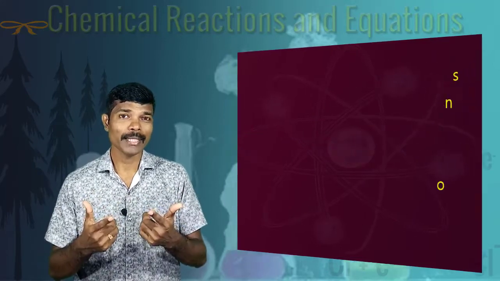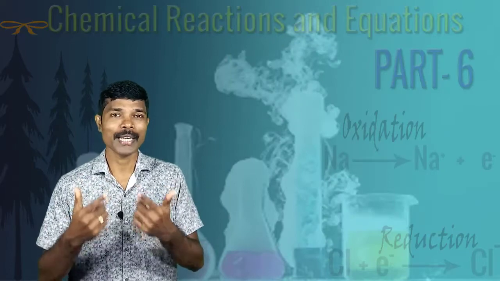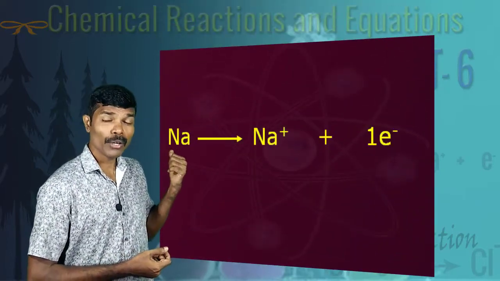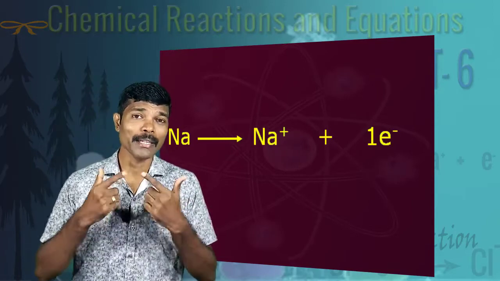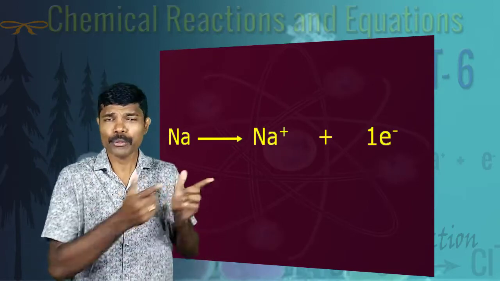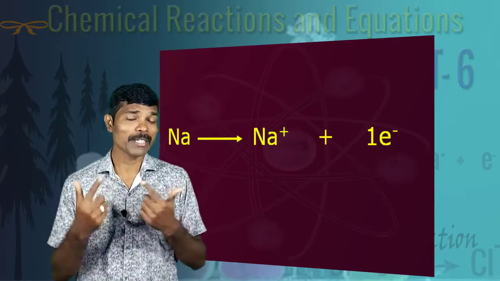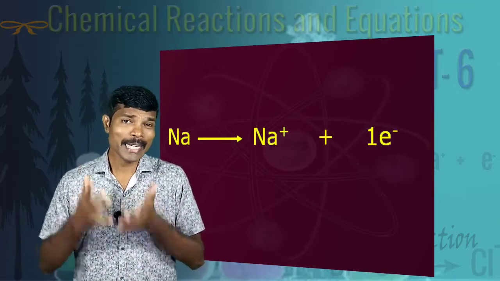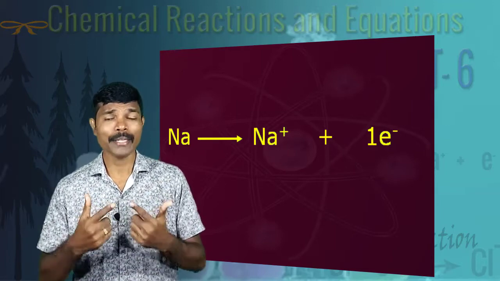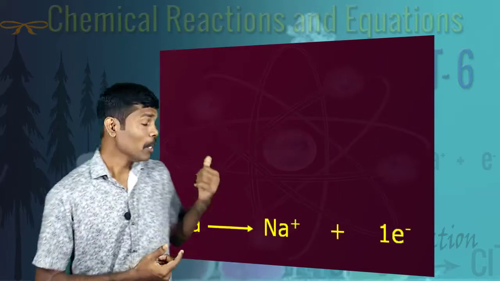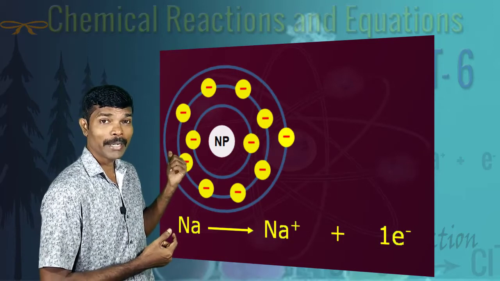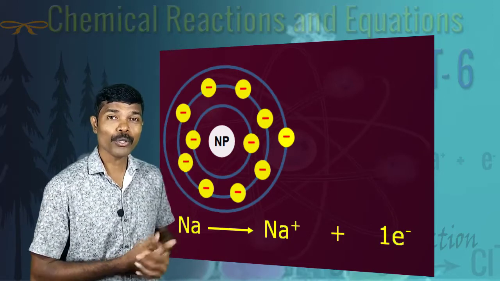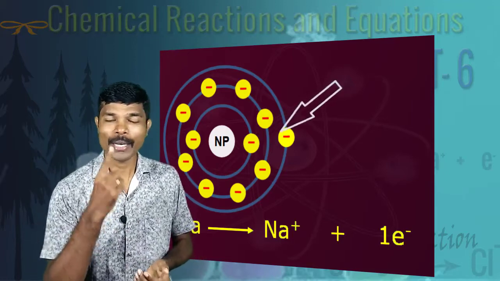Now, you may be asking why an atom loses electrons. For example, here we take sodium. In order to understand why an atom loses electrons, we have to go to 9th standard, where you must have learned about electronic configurations. Now in detail we will see why an atom loses electrons. Here sodium is an atom. The electronic configuration is given here, and in the outermost shell you will find only one electron.